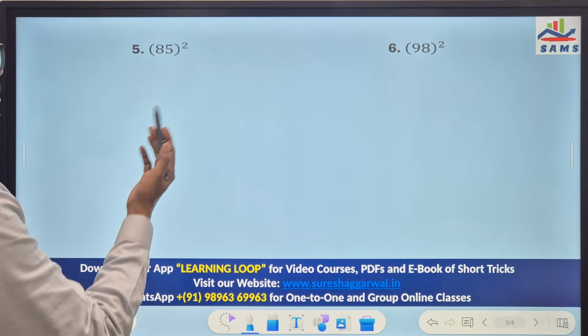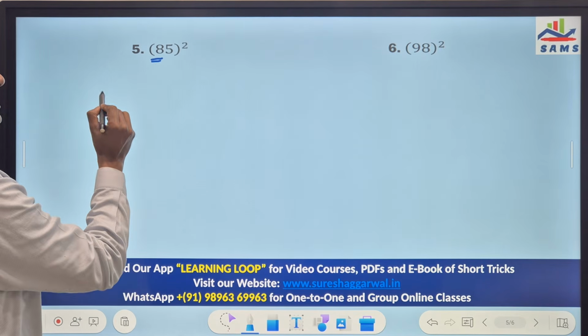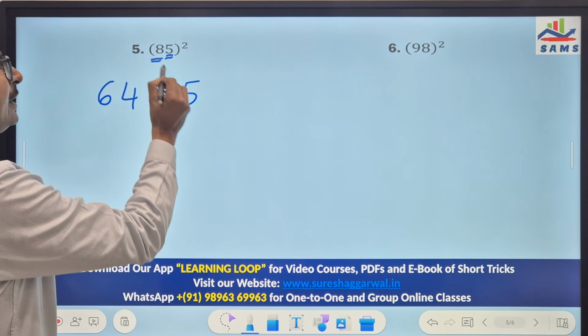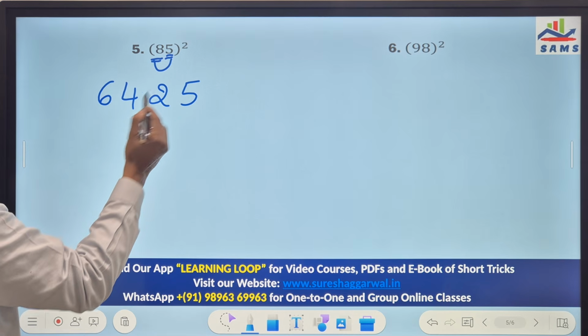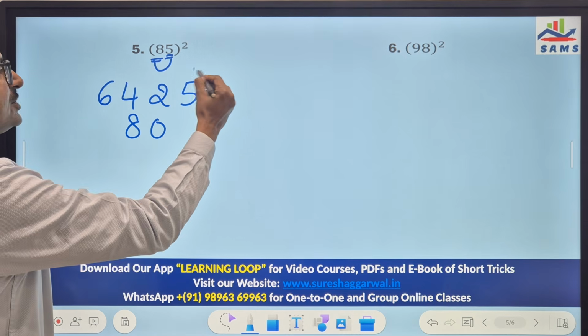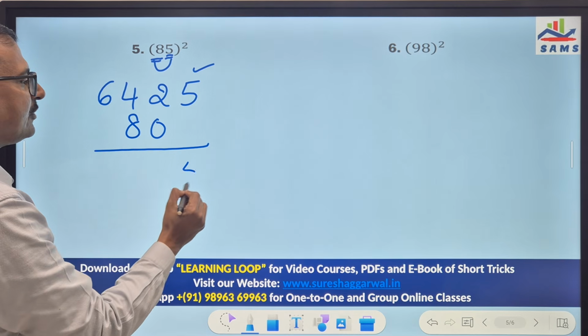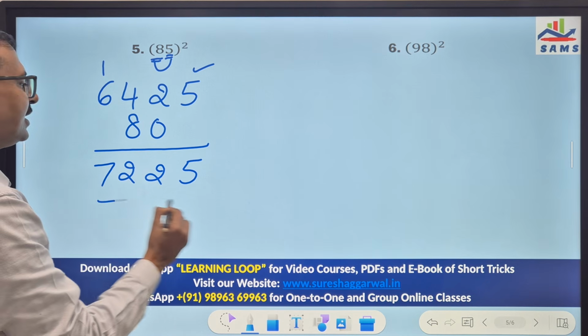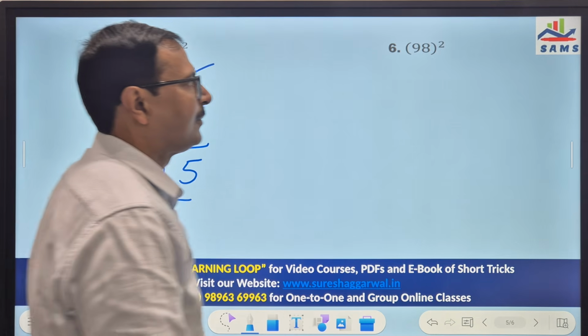Let's have 2 more 2-digit numbers. 85 square: 8 square 64, 5 square 25. 8 5s are 40, double of 40 is 80. Leave one digit and write 80 like this. Add vertically, 5, 2, 12 means 2, 1 carry, and then the 7. 7225 is the square.